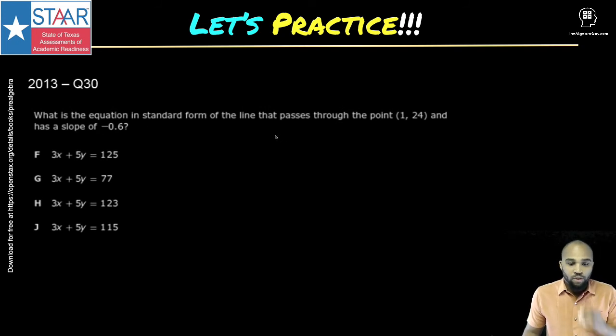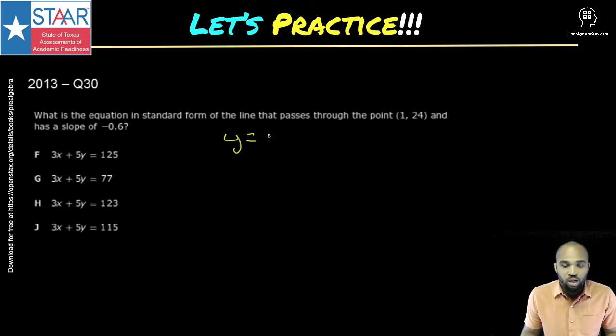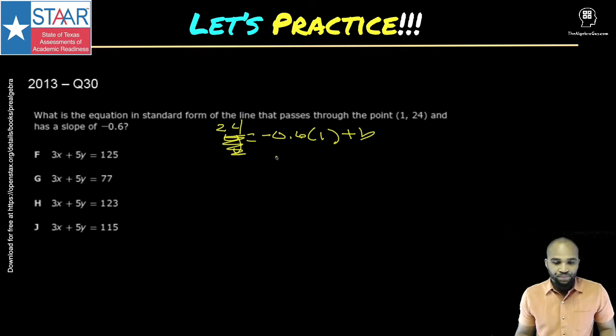What's the equation in standard form of the line that passes through this point, 1, 24, and has a slope of -0.6? So same way, I'm going to go back to slope-intercept form. I need to put my slope here, -0.6. My x value is going to be 1. I don't know my b, and my y is going to be 24. All right, so my y is going to be 24, and like I said, my slope is -0.6.